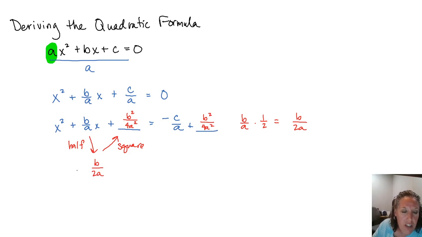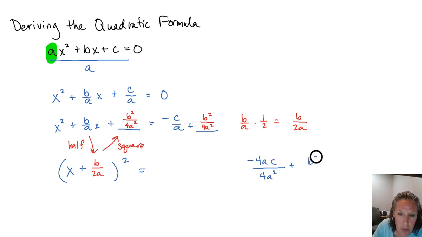Factoring this left-hand side, it's always going to factor to x, our variable, and then the sign that we had before we took half of it, quantity squared. And on the right-hand side, we've got to get a common denominator, so negative c over a and b squared over 4a squared. Well, we're going to have to multiply to get that a to 4a squared. We're going to multiply by 4a on top and bottom, so we'll get negative 4a times c over 4a squared plus b squared over 4a squared.